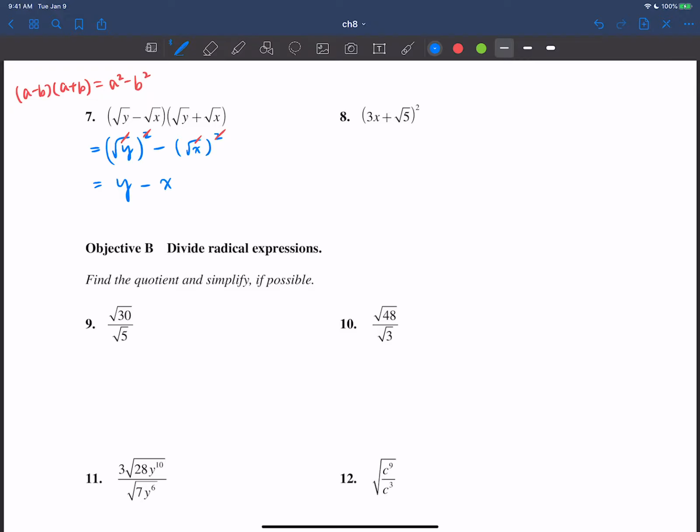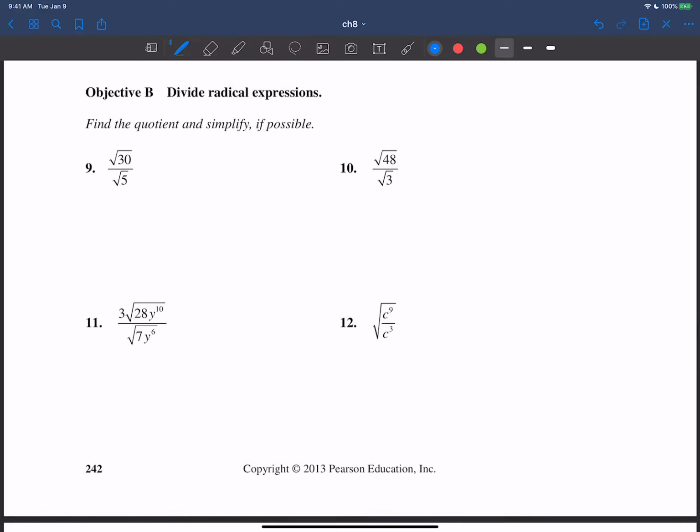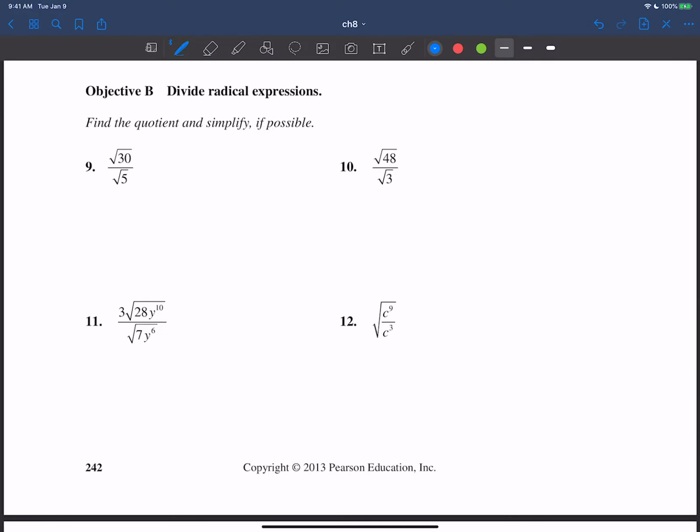Objective B. Divide radical expressions. Find the quotient and simplify, if possible. Number 9. Radical 30 divided by radical 5. We have a formula to combine the quotients of the radicands. So I could place both radicands together as a quotient and put them underneath the same radical sign. Radical 30 over 5. The benefit of doing this is I only need to deal with the radical part once. 30 divided by 5 is 6, so I have radical 6. 6 is not a perfect square. It doesn't have a perfect square that's a factor of 6, so that's our final answer.